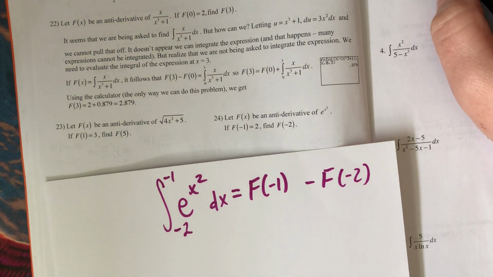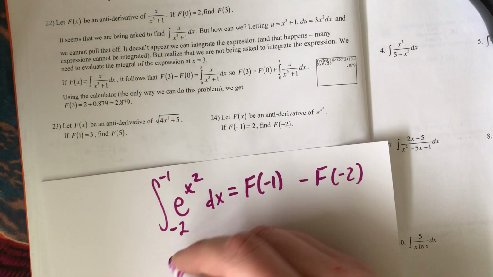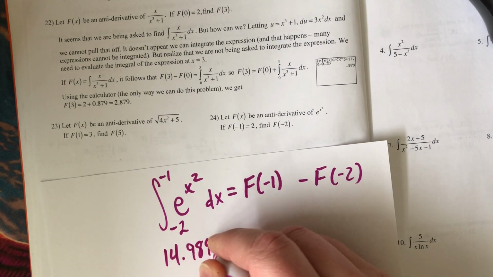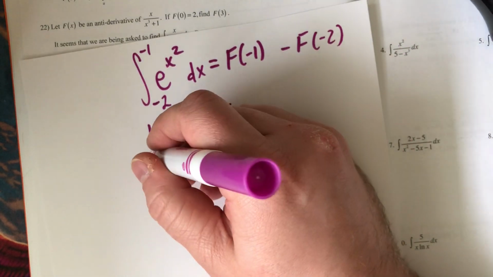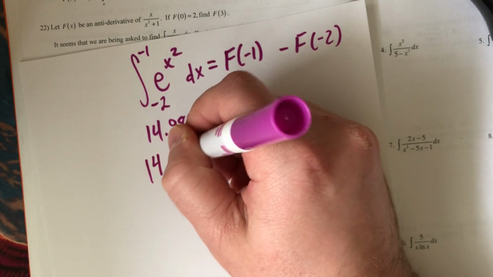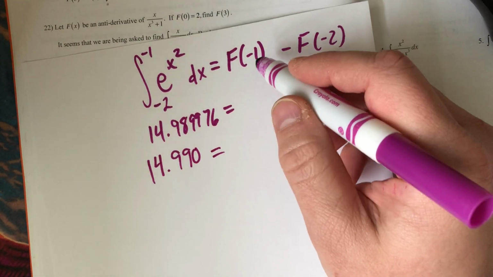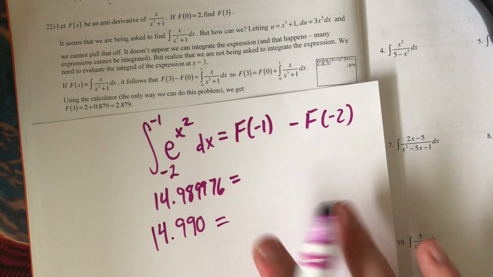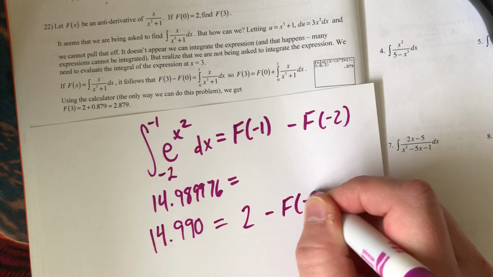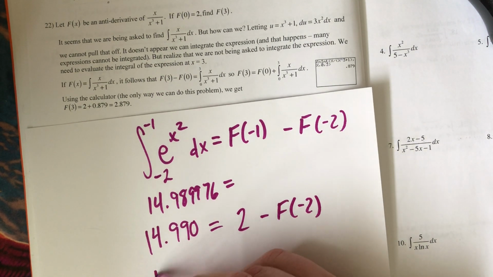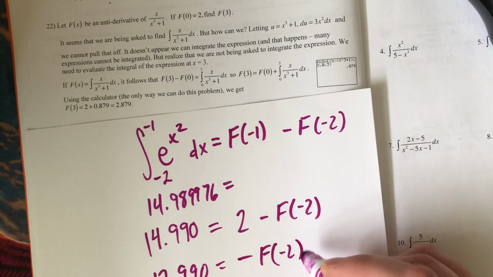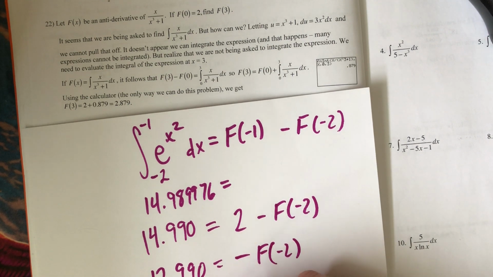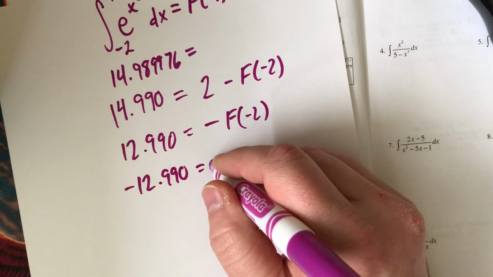So I got 14.989976. If we go to 3 decimal places, that'd be 14.990. And then we said F of negative 1 was 2. So I'll subtract the 2 from both sides and get 12.990. But there's a negative out front, so I'll divide both sides by that. And I gotta run. But I hope this was helpful.